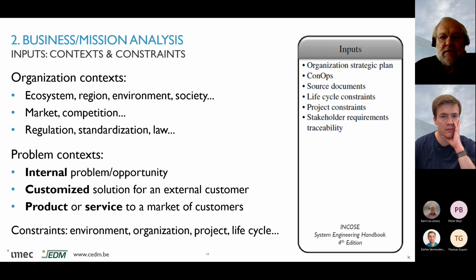I added here also a view on how the systems engineering handbook, for which you saw the picture a few slides ago, describes the inputs of the business mission analysis, and it summarizes more or less what I have been explaining in the last few slides. You see the strategy of the company, the way it's going to work. Source documents are all kinds of information about the organization which are relevant, and then you see here the constraints listed.